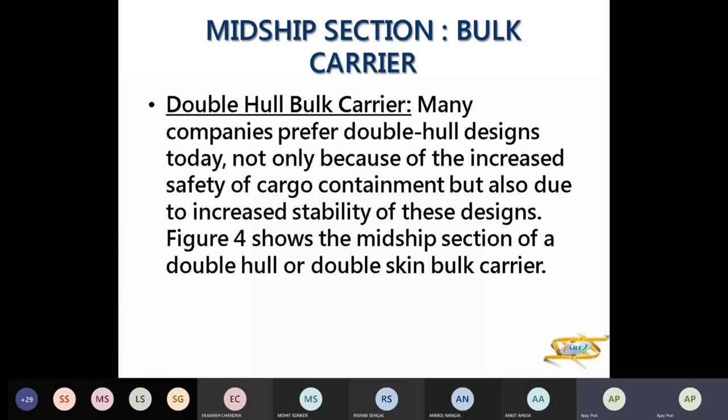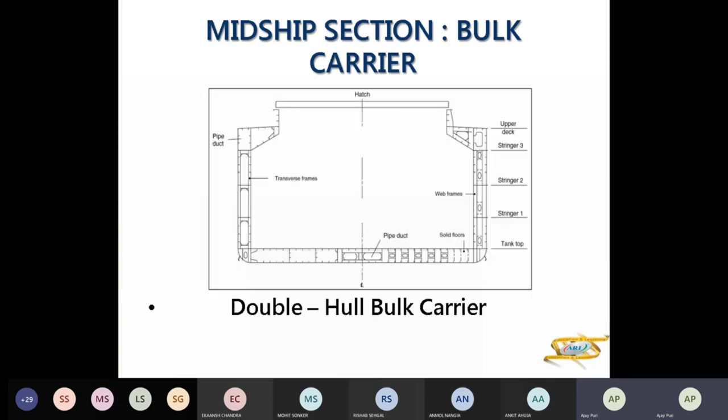Now why do we have a double hull? Because of the safety of cargo containment plus increased stability. The diagram we have already seen, the double hull. You have the stringer plates here, pipe duct here, the hopper tank here, upper hopper tank, lower is done away with. Similarly on the other side.